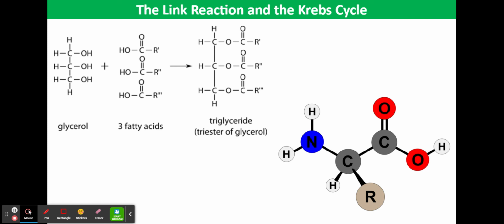Fatty acids are broken down to many molecules of acetate that enter the Krebs cycle via acetyl-CoA. Glycerol may be converted to pyruvate and enter the Krebs cycle via the link reaction. And amino acids may be deaminated, so the amino group NH2 is removed, and the rest of the molecule can enter the Krebs cycle directly or be changed to pyruvate or acetyl-CoA.